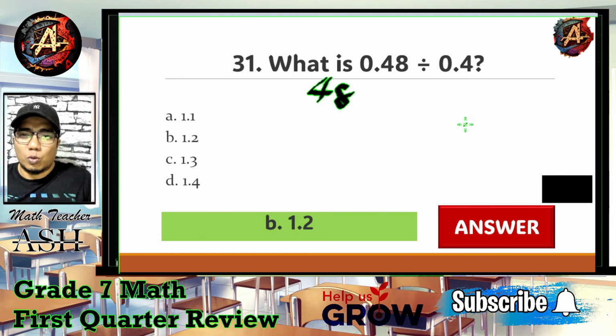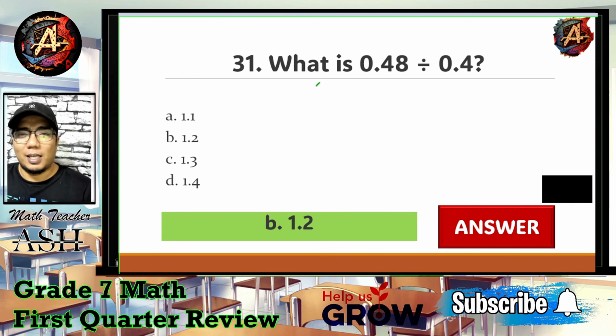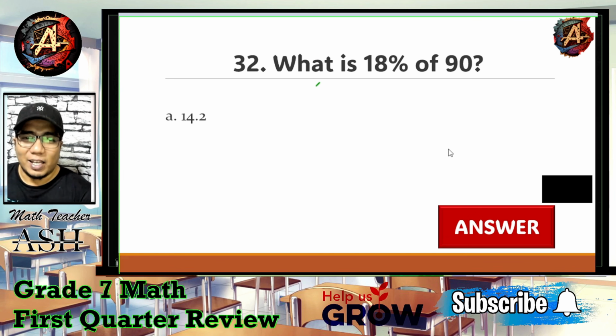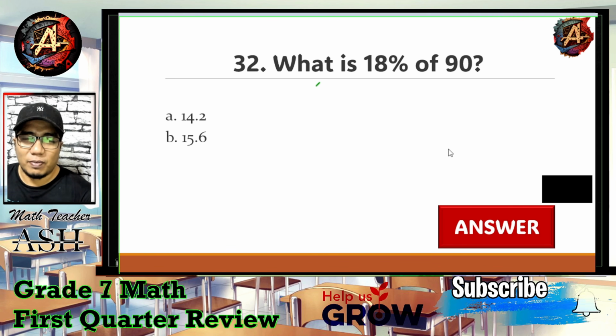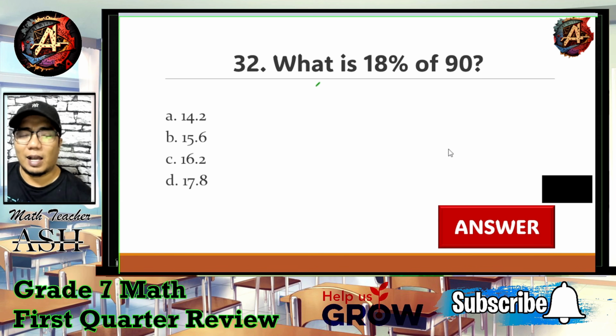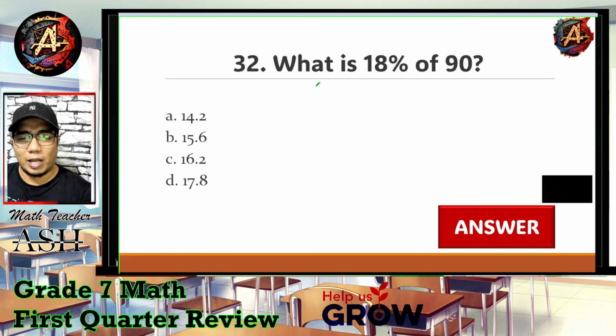Now, let us go to question number 32. What is 18% of 90? Is it A, 14.2, B, 15.6, C, 16.2, or D, 17.8? I'll give you 5 seconds to think about your answer.